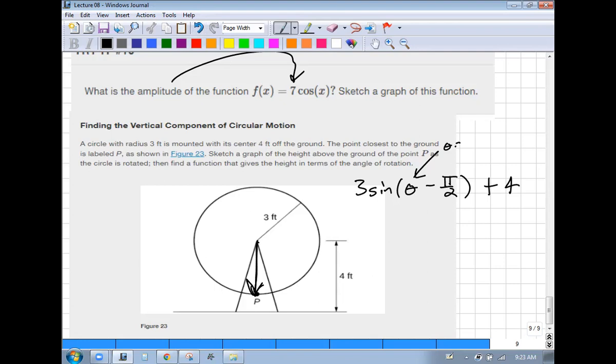If I plug in 0, I get sine of negative pi over 2. If I think about the unit circle, the y value down here is minus 1. So if I plug in 0 for theta, sine receives minus pi over 2, and sine of minus pi over 2 is negative 1. Negative 1 times 3 is negative 3, and I add 4, I get 1. Well, the height right here is 1. So that works out. Does that make sense?